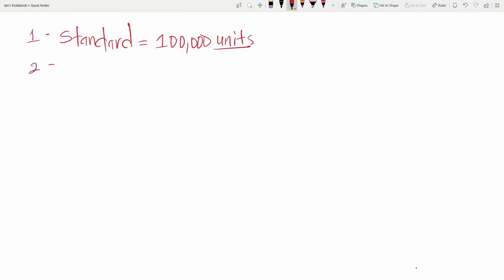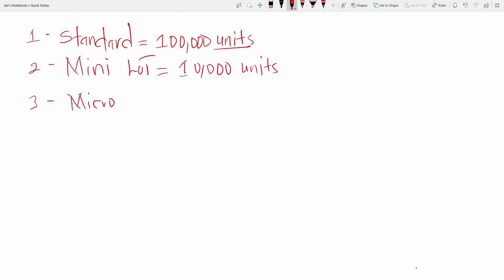And we have the second category, which is the mini lot. The mini lot is actually 10 times smaller than the standard lot, which means it is 10,000 units of base currency. You see, 10,000 is 10 times smaller than 100,000. Okay. The third category is the micro lot. The micro lot is also 10 times smaller than the mini lot, which means it is equivalent to 1,000 units of base currency.